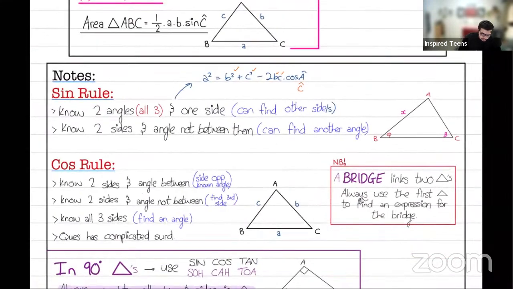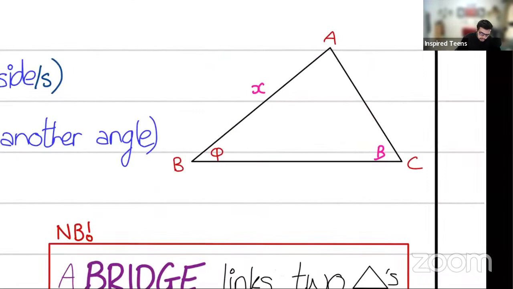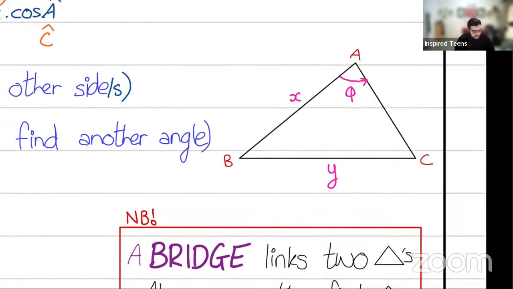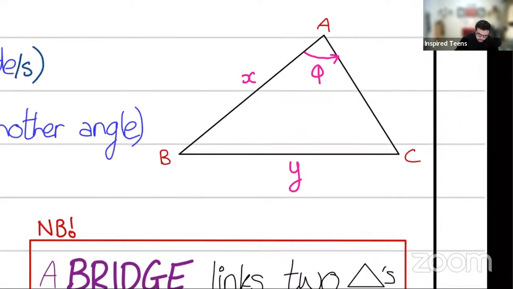All right, let's quickly go through this one. If you know two sides and the angle not between them, so let's just say we know x and y, and we don't know the angle in between. We know perhaps this angle here, we'll call it theta. Now, when we know two sides and the angle not in between, cos rule wouldn't work. So what can we do here? Same thing. I have this angle, I'm going to use that side. So y over sine theta.